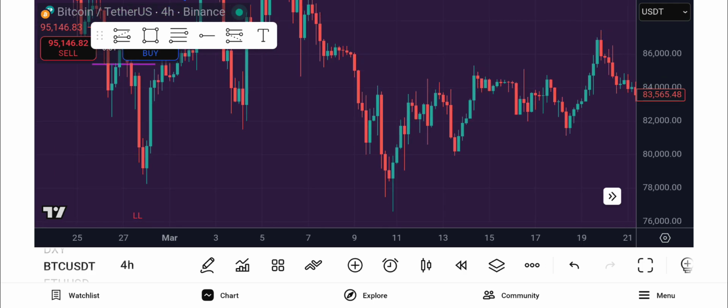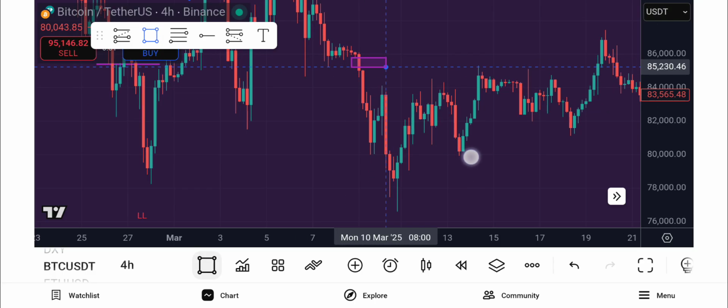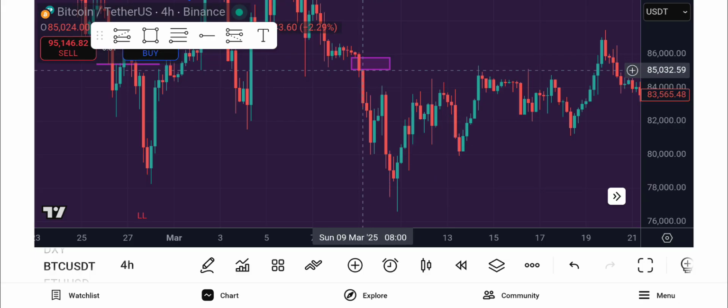A fair value gap formed here. You could draw it out, but again, price never went up here, so you would still be waiting for an entry. Okay, can we use this one? Let's see. You can't use this one because price never went back up here. Can you use the next one that was formed? Let's see. 1, 2, 3.